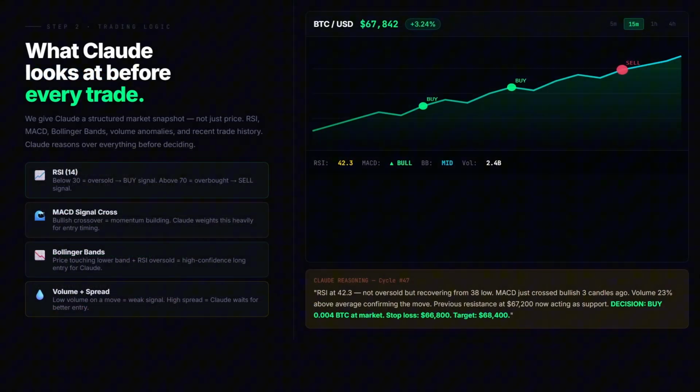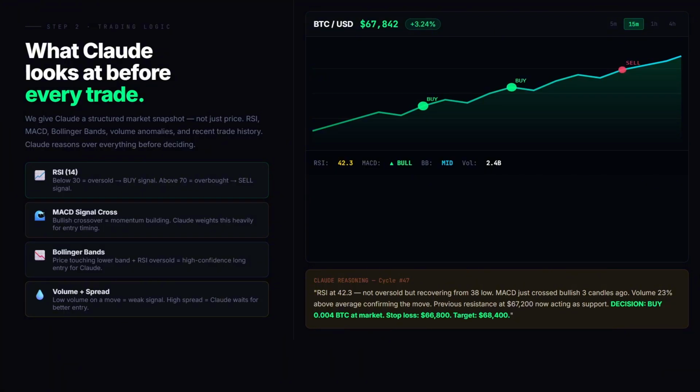Now the most important part, what Claude actually looks at before every single trade. We do not just send Claude the price, we send a complete market snapshot. RSI at 14 periods. Below 30 means oversold, potential buy signal. Above 70 means overbought, potential sell. MACD signal crossover. A bullish cross means momentum is building. Claude weights this heavily for timing the entry. Bollinger Bands. When price touches the lower band and RSI is simultaneously oversold, that is a high-confidence long entry.